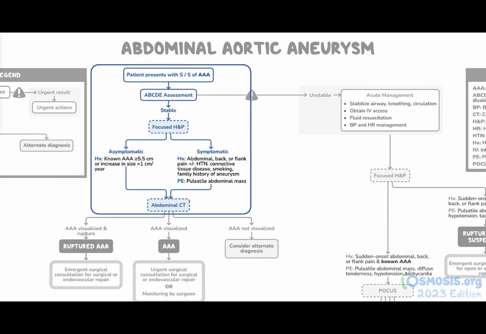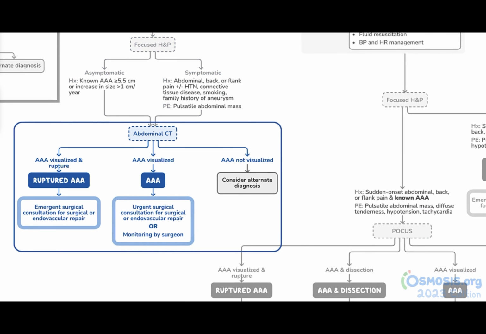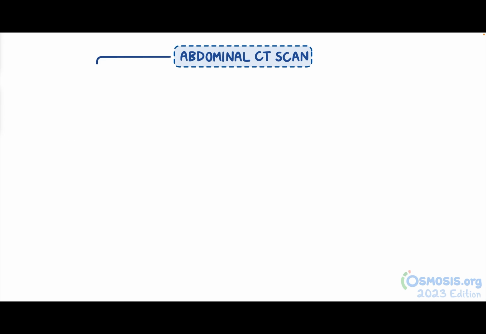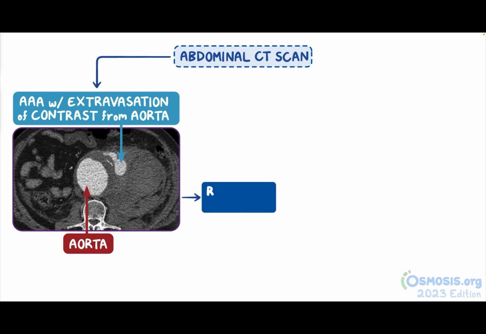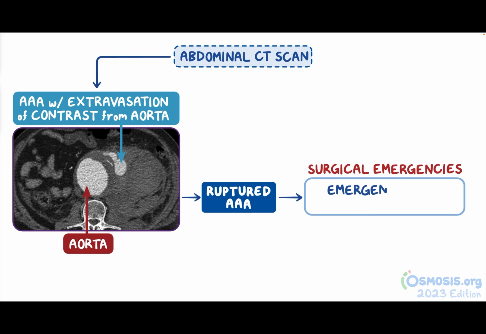All right, now that we ordered imaging, let's talk about some possible findings. Similarly to the unstable patients, you might see a AAA with extravasation of contrast from the aorta, which indicates that the patient has a ruptured AAA. Even if the patient is hemodynamically stable, all ruptures are surgical emergencies, as they can quickly progress to hemorrhagic shock. As before, your next step is to call for an emergent surgical evaluation for open or endovascular repair.